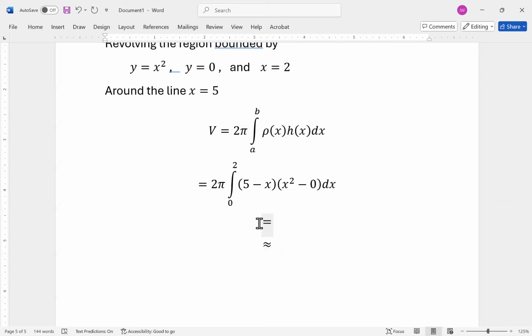When I integrate with respect to x, recalling that I need to multiply by 2 pi, I end up getting 18 and 2/3 times pi as my final answer, which as a rounded version is about 58.64. This would be in cubic units because we're dealing with volume. I know I haven't mentioned that before, but we're dealing with cubic units now because it is a volume.